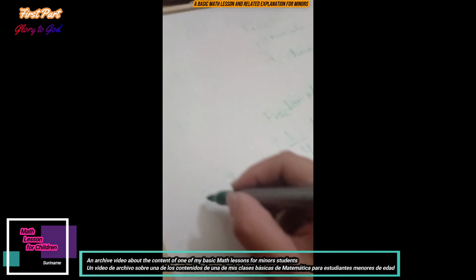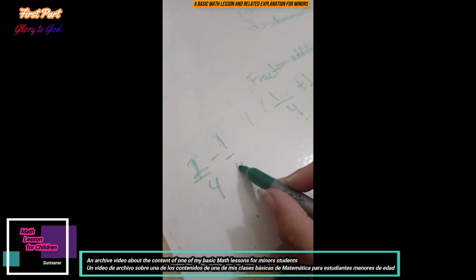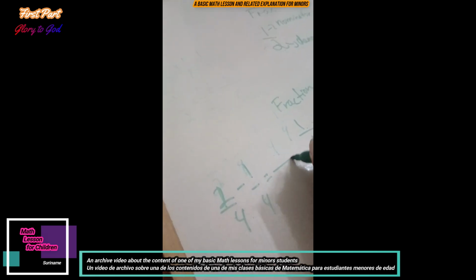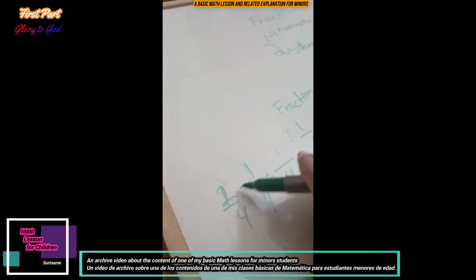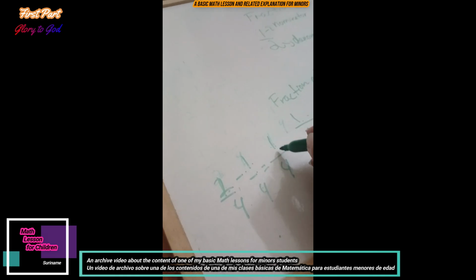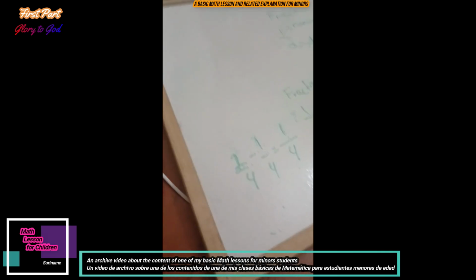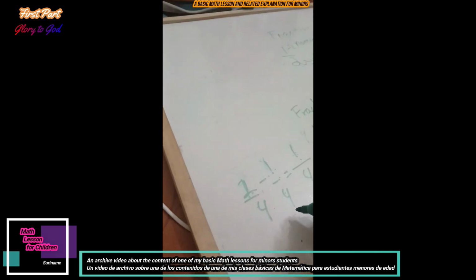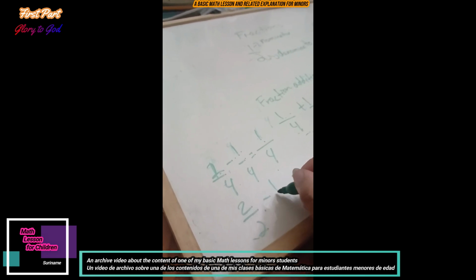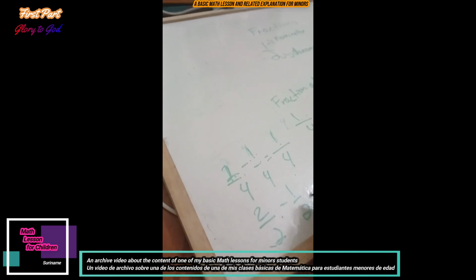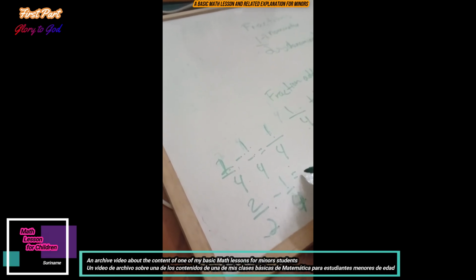In subtraction, it's the same. 2/4 minus 1/4: we have a common denominator, so you keep the denominator and make the subtraction. 2 minus 1, 1. 1/4. So what happens if the denominators change, like 1/2 minus 1/4, sorry, 1/2 minus 1/4?